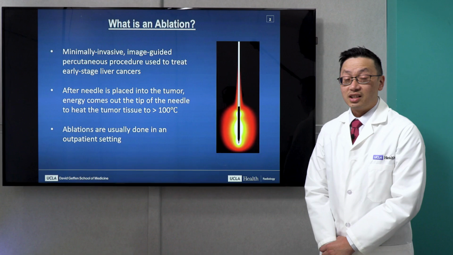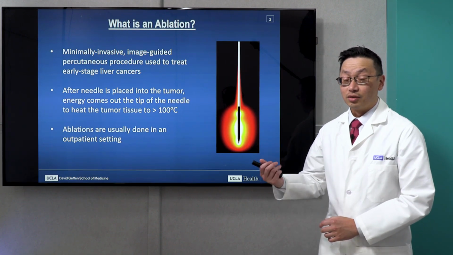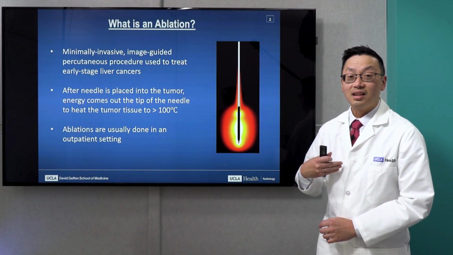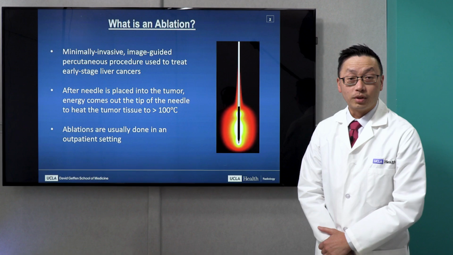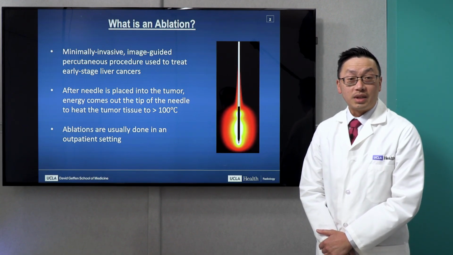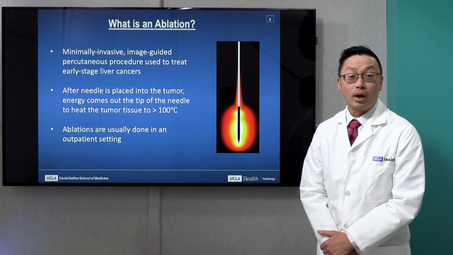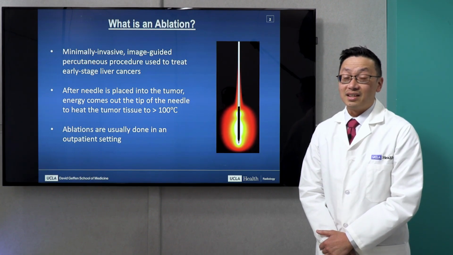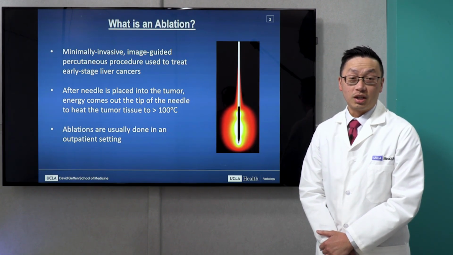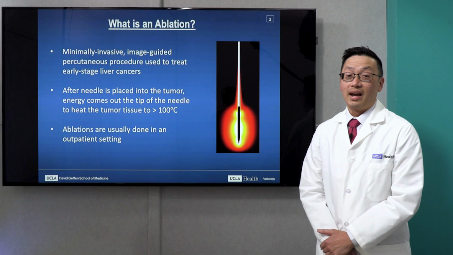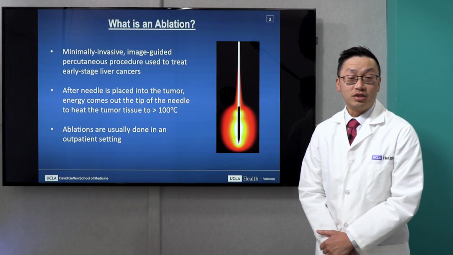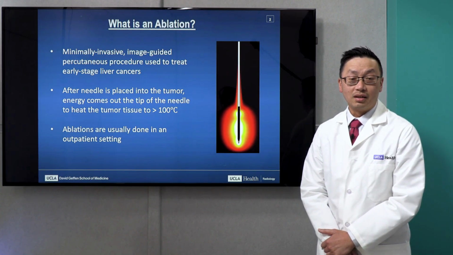This is a percutaneous procedure, meaning that the needle just goes right through the skin, into the liver, into the tumor itself. Energy comes out of the tip of the needle to raise the temperature of the tumor to temperatures greater than 100 degrees. At this temperature level, no tumor cell is going to survive, and all tumor cells within the ablation zone are effectively eliminated.